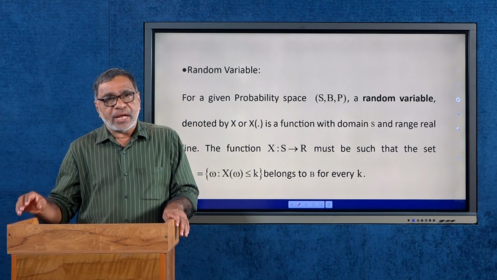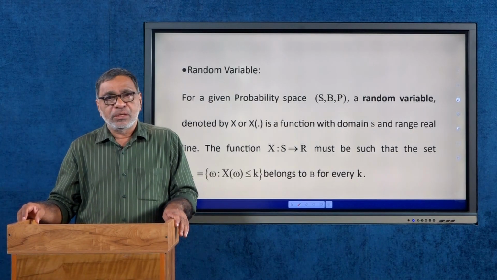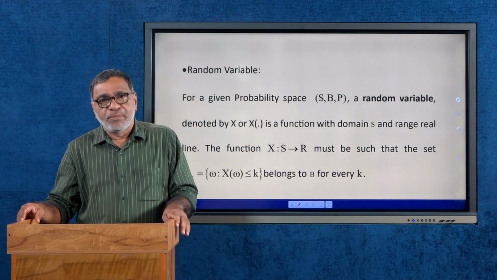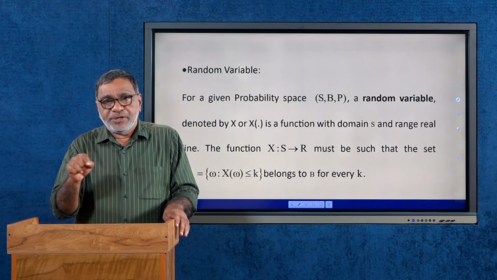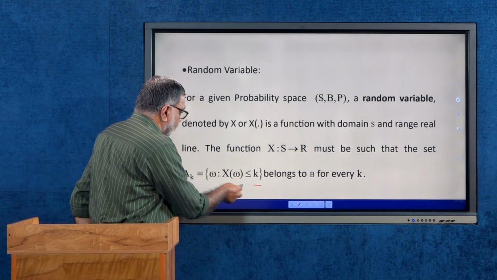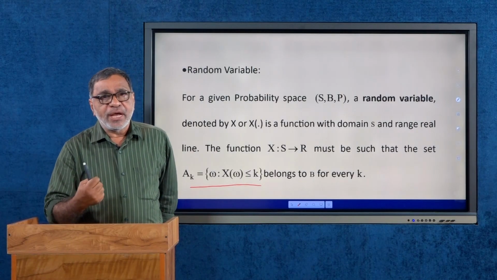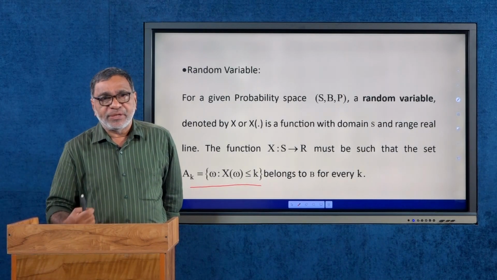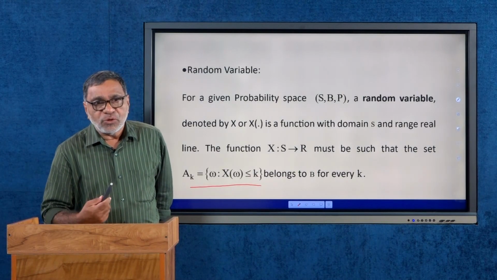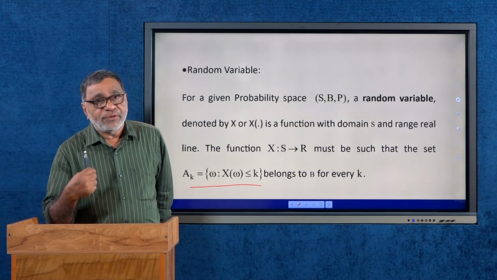So, the function X is a function from S to R, and the condition for it to be a random variable is that for any k, if you define the event A_k as the set of omega such that X(omega) is less than or equal to k, it belongs to our sigma algebra for every k.